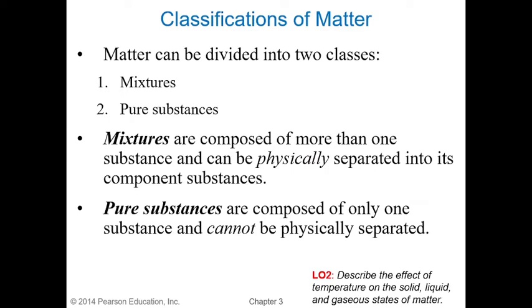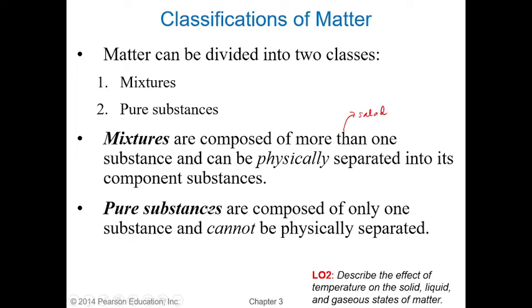So, matter is divided into two classes. We can call them the mixtures and the pure substances. When we say mixture, these are composed of one or more substances that can be physically separated into its component mixture. What you can think of here is your salad. For example, salad: there's lettuce, there's tomato, and other ingredients. You can simply pick it up and then separate. So, that is physical separation.